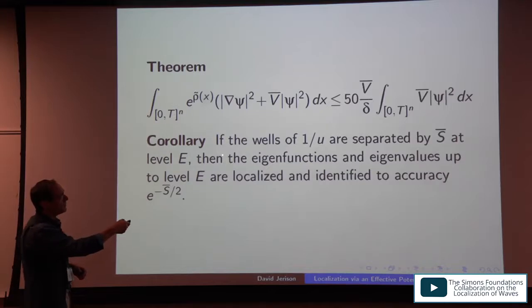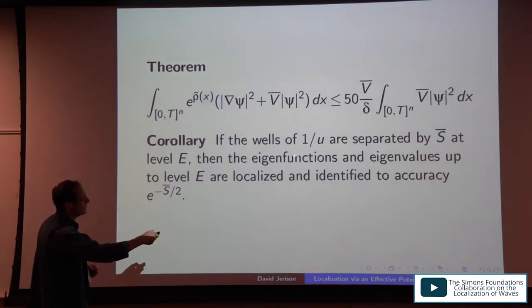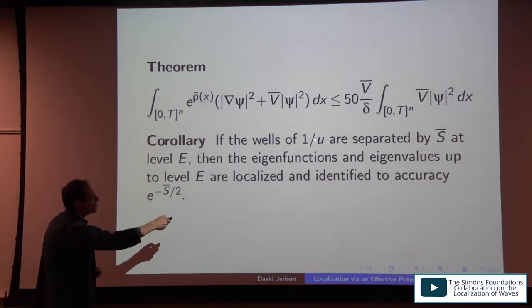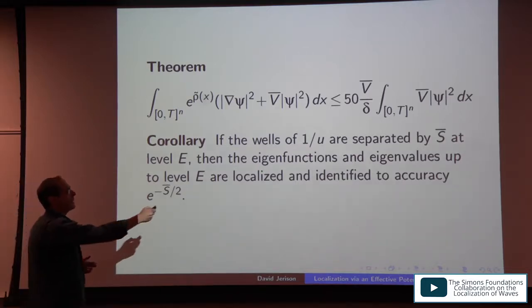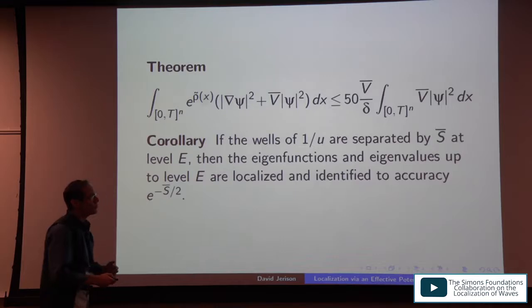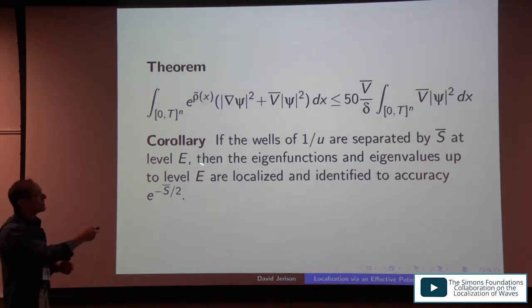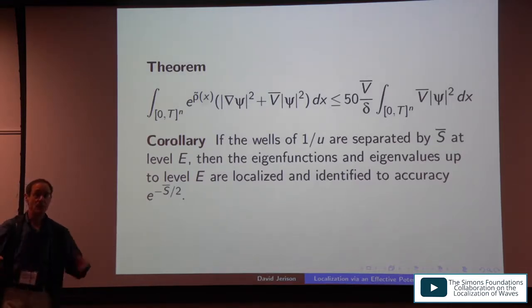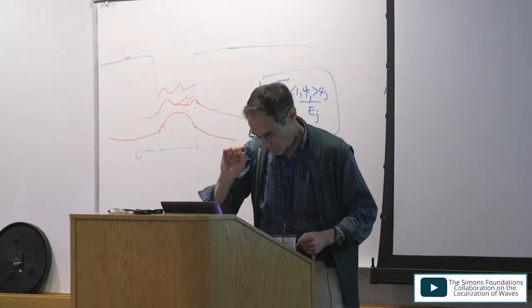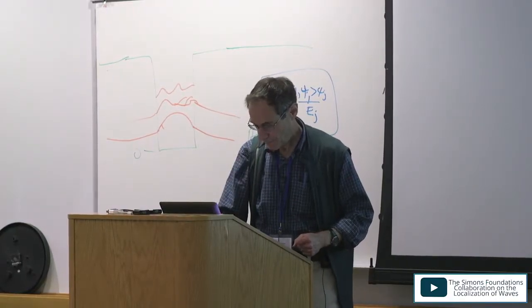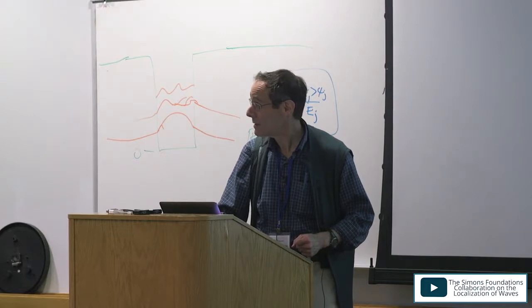And the corollary is relatively tame. It says that if you can check something about 1 over u, so it's a conditional theorem, then you'll know something about the eigenfunctions and the eigenvalues, that they are definitely going to be localized. Now, I want to describe to you, so I'm going to show you, am I done? Okay, what we've gained.